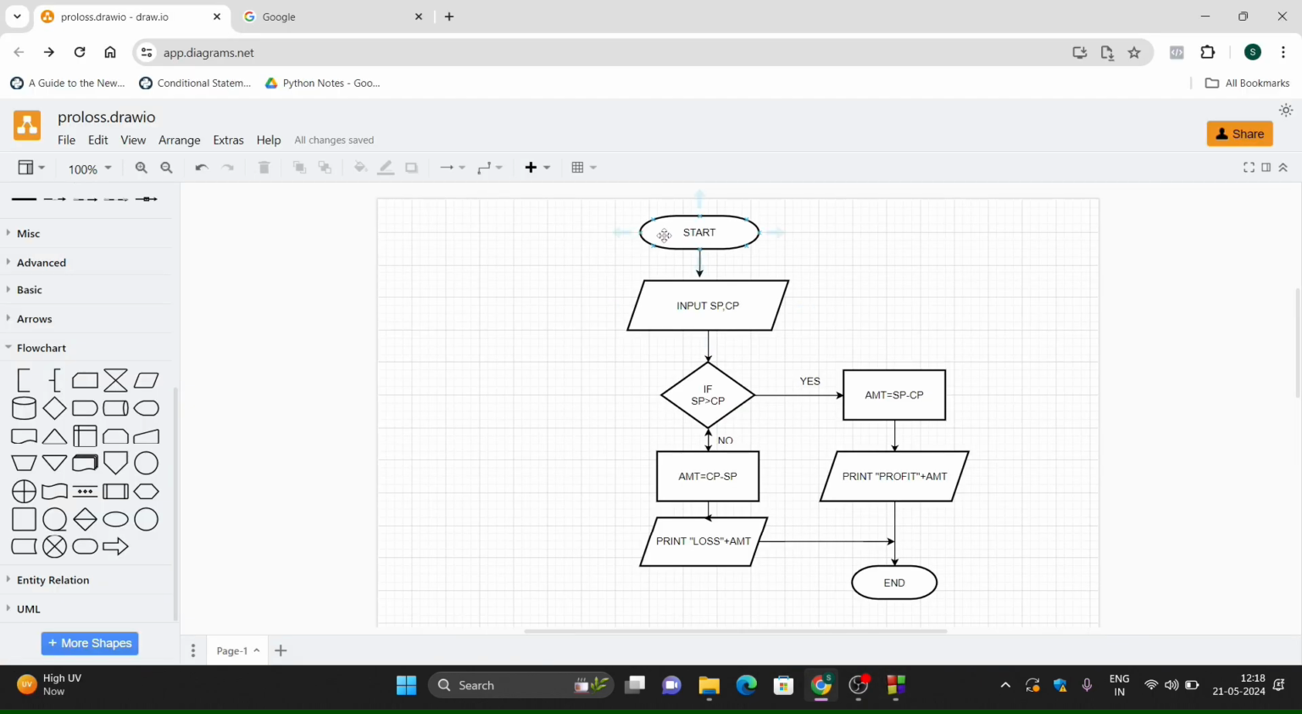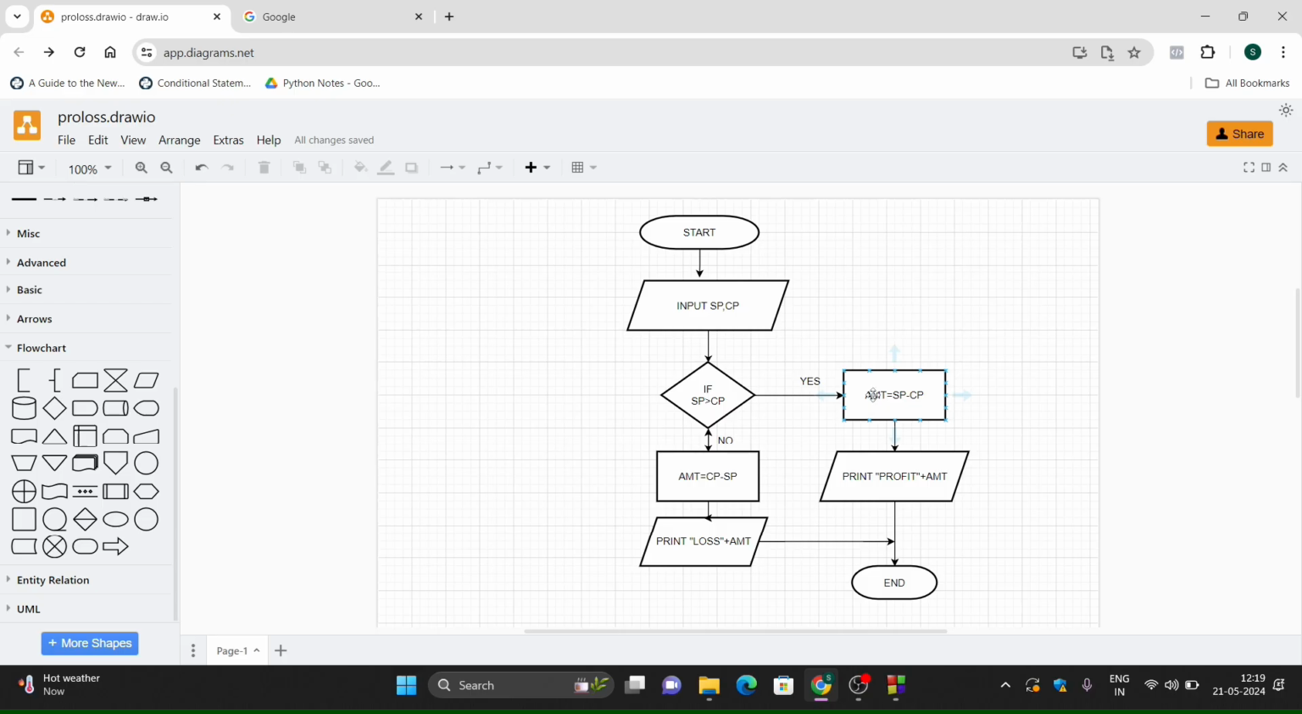The flowchart always starts with the start symbol. After that, of course, the next step is to input the values of selling price and cost price. Suppose it is SP and CP. The condition I am checking is whether SP is greater than CP. Of course, if selling price is greater than cost price, then this condition is true, and a person will get the profit, which will be equal to SP minus CP.